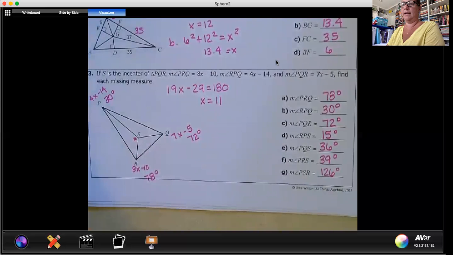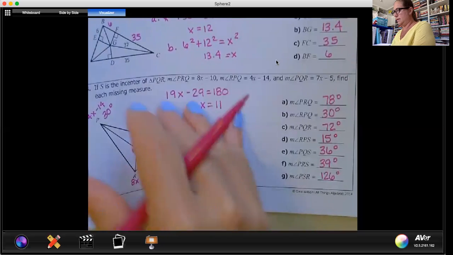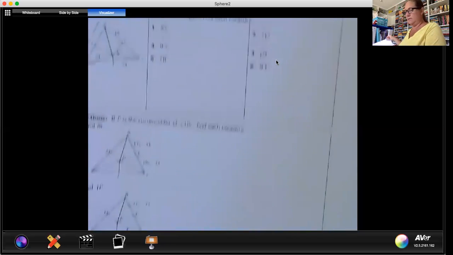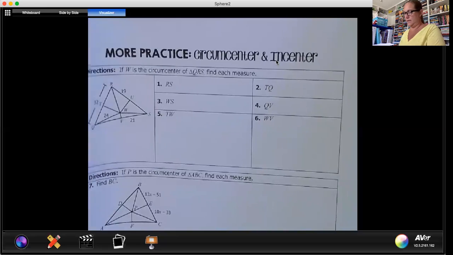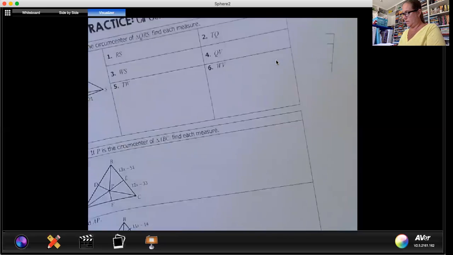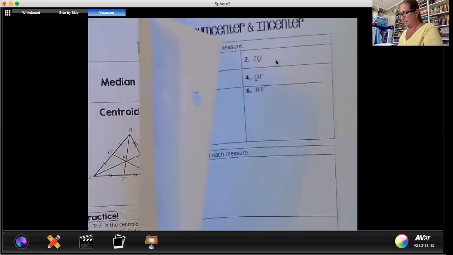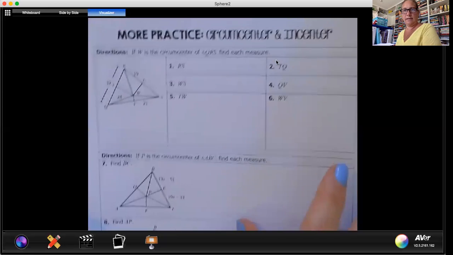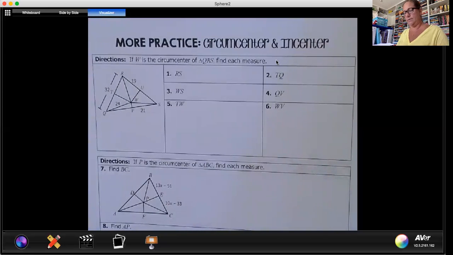As always, take a sticky note and mark it if you have questions. Now, the next two pages that you have are more practice on circumcenter and incenter. So if you will, please take a couple minutes. I'm going to pause your video and then come back and we will check.